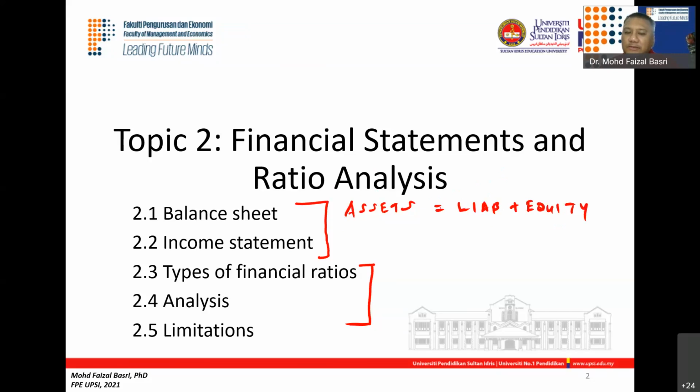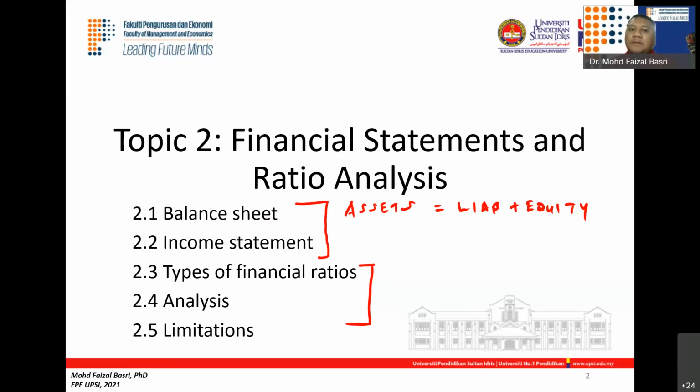The details are in the notes in the videos also. I've explained quite in detail what the items under assets, liabilities and equity are. So this is the general information that we are going to see in the balance sheet, which is sometimes also known as the statement of financial position.